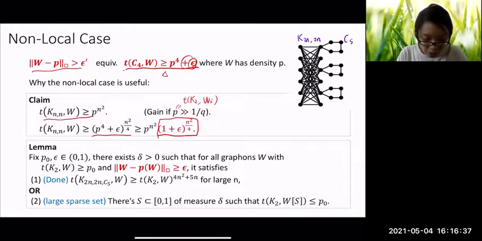Or there exists a large sparse set, meaning there exists a set S of measure delta such that the subgraph restricted on this set S has edge density at most P0, which is small. So basically this lemma says in the non-local case, either we are done or we can find a large sparse subset. And then we want to induct on this large sparse subset.